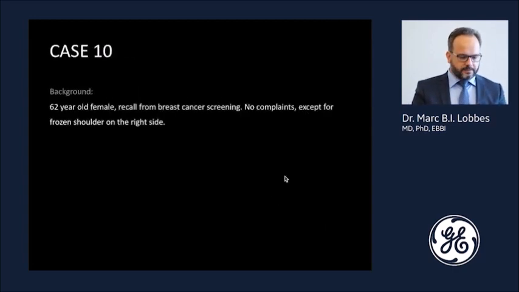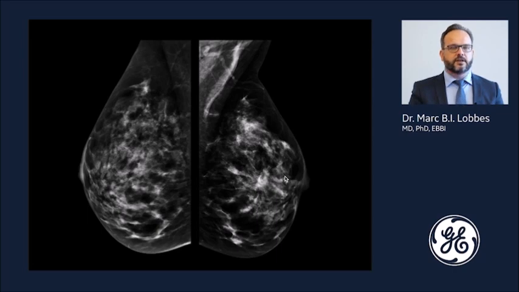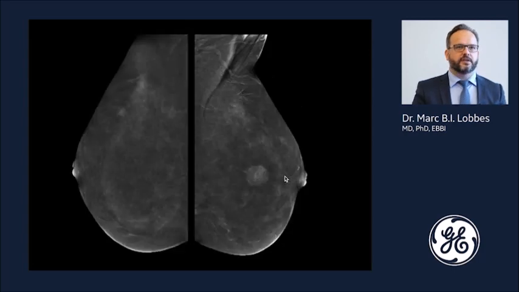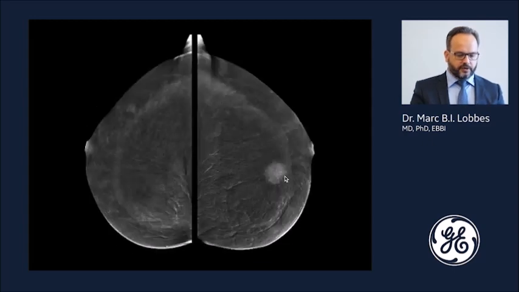Now, case 10, a 60-year-old female. Again, recall from breast cancer screening. She had a frozen shoulder on the right side, which you can see in the mammographic positioning, which is slightly suboptimal, but probably cannot be performed better due to her shoulder complaints. Again, this is the low energy image of both breasts, mediolateral oblique view, the accompanying craniocaudal view on the left side and on the right side, and the subsequent recombined images in mediolateral oblique view, and also the craniocaudal view.